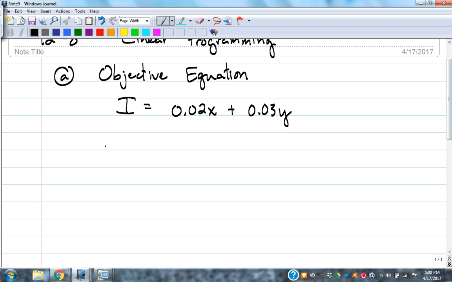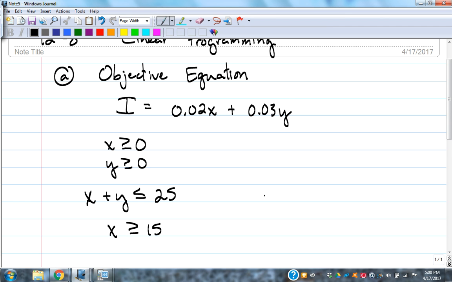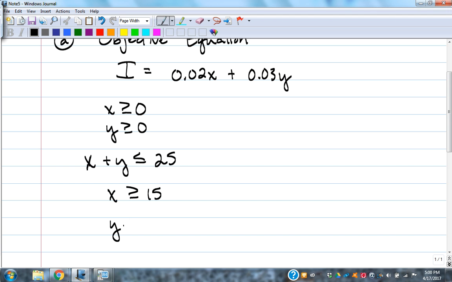And then they say, okay, there are these restrictions on what we're doing, where x is greater than or equal to 0, y is greater than or equal to 0. We've got this other inequality that applies to this problem: x plus y is less than or equal to 25. And then x is also greater than 15. And then y is also less than 5.